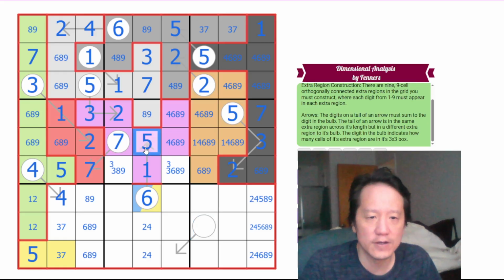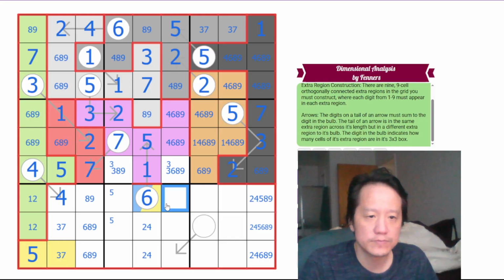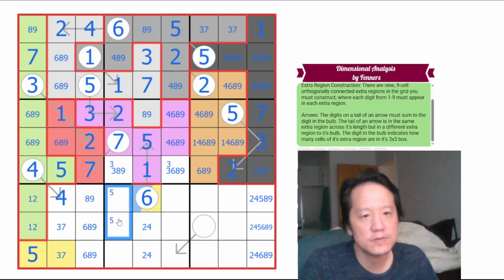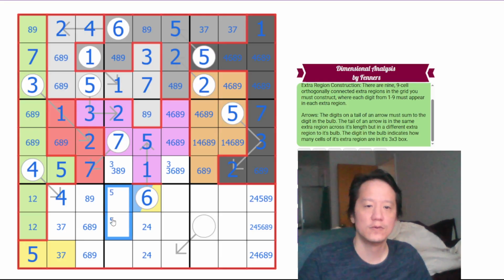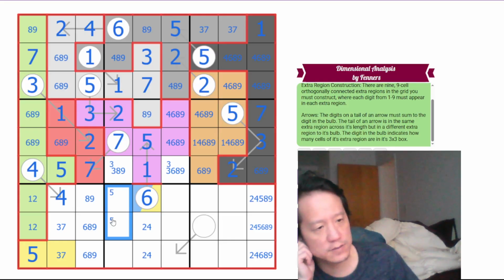This is 5. So 5 has to be one of these 2 digits here. The red needs access to a 5. So the red has to be at least one of these 2, because it cannot access the 5 here. Can't be here, can't be here, can't be here. So it has to be one of these 2 here. It's 6.